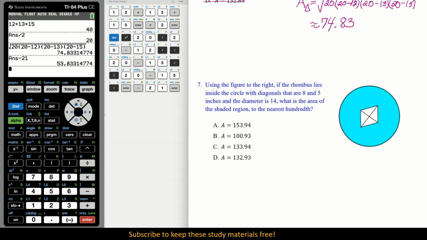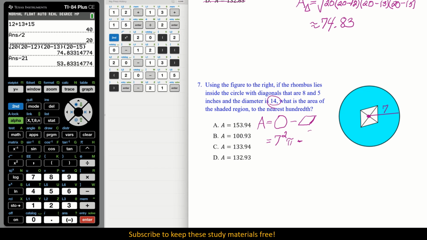Okay. So what are we really doing? This is what we're doing. The area equals the circle minus the rhombus. Okay. Well, how do we do that? Well, we know from the 14 that our radius is 7, and we need to square that. I can draw that in. This would be 7 because they gave us 14. So to get the area of the circle, 7 squared pi minus the rhombus.